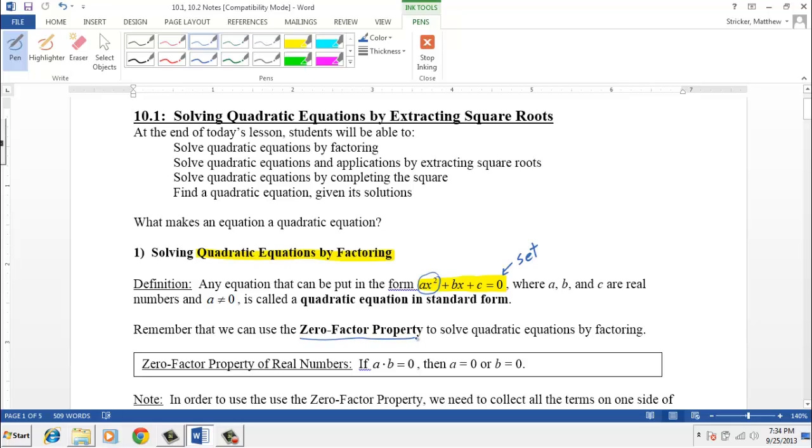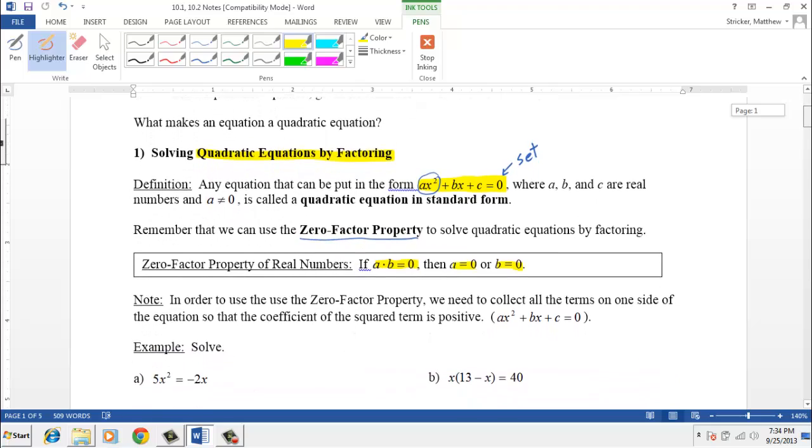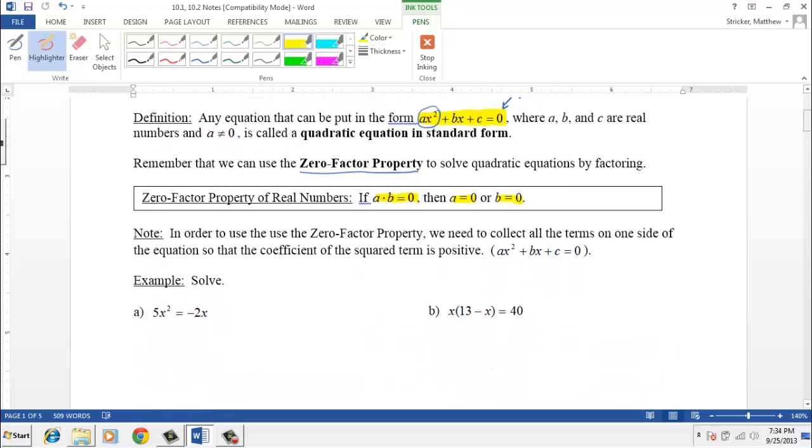And just to remind you what that says: if you take a product, a times b, and it's equal to 0, then that means the first factor has to be equal to 0, or the second factor has to be 0. Very simple concept, yet very powerful when solving quadratic equations. And just a reminder that, like I said earlier, when we want to solve a quadratic equation using the zero factor property, we have to have it in the equal to 0 form.